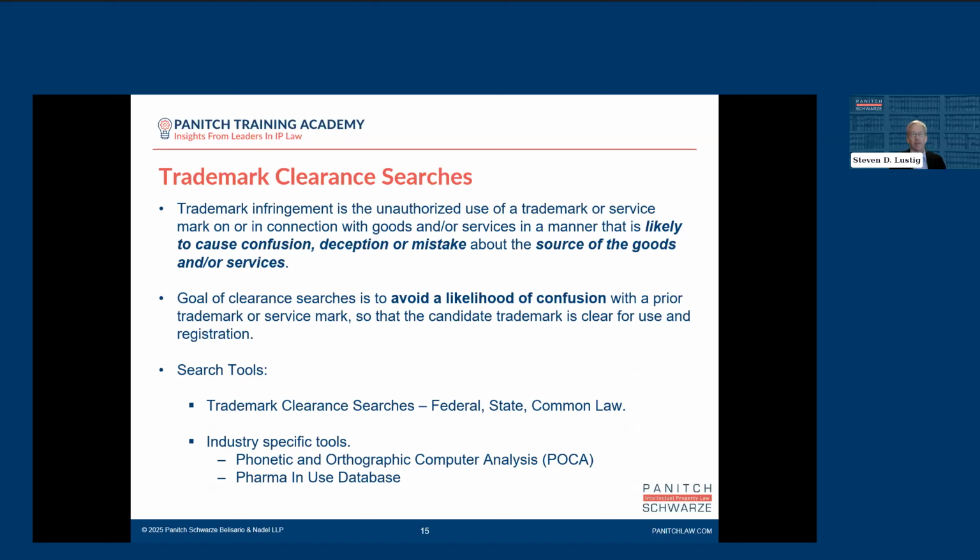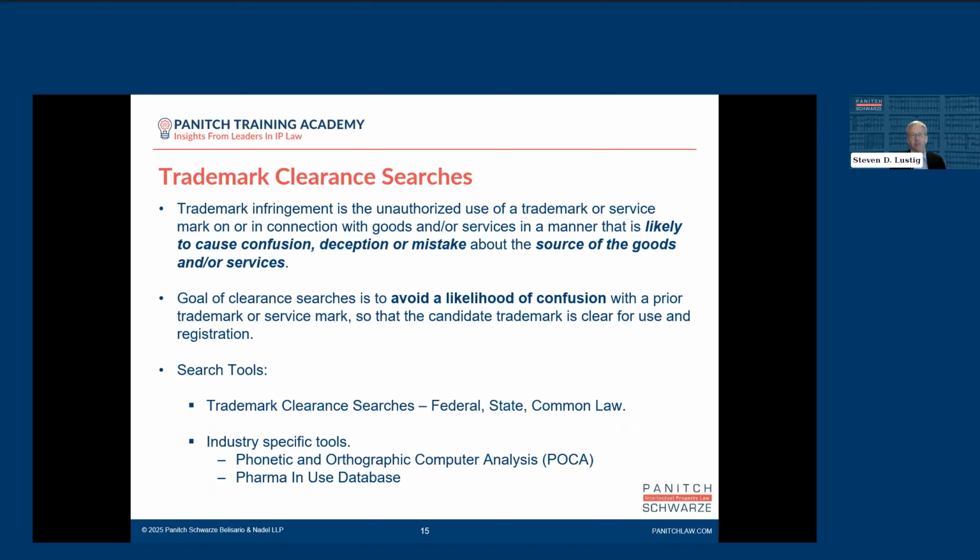So once you've created the trademark, you need to do a clearance search, or it's very highly recommended that you do a clearance search. The reason why you want to do a clearance search is because you want to avoid infringing the rights of another person.